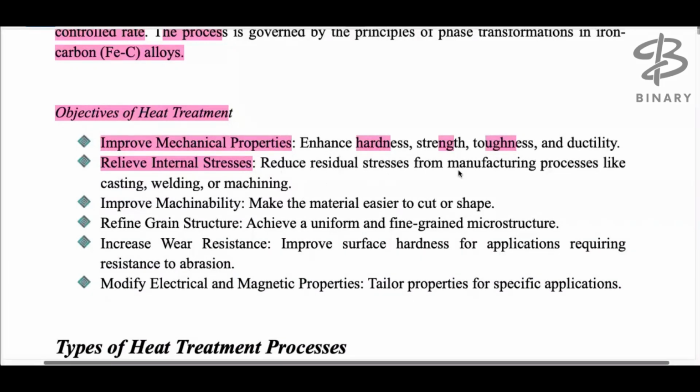So, reduce the residual stresses from manufacturing processes like casting, welding, and machining. During these processes, lots of stress gets absorbed inside the material, so the material will have less ductility, toughness, strength, and hardness due to the incorporation of this stress. So we must release that stress from the materials. That's why we use heat treatment. By using heat treatment, we are able to get a stress-free material.